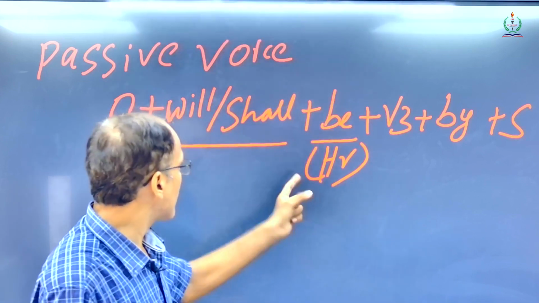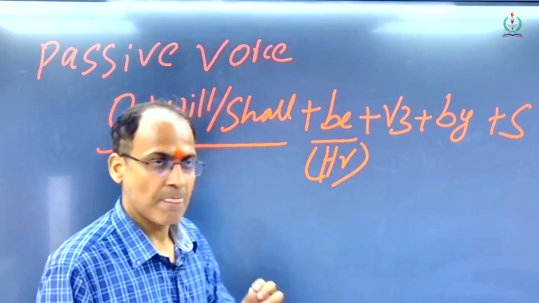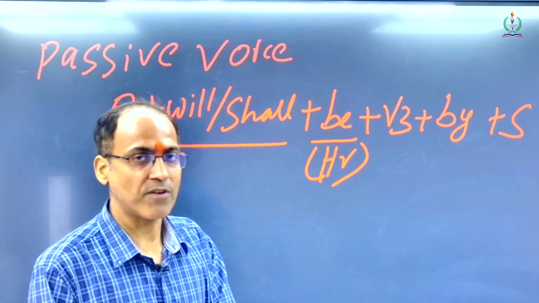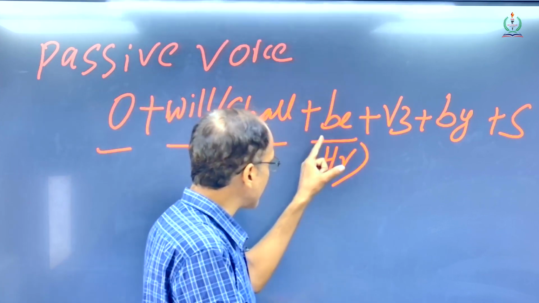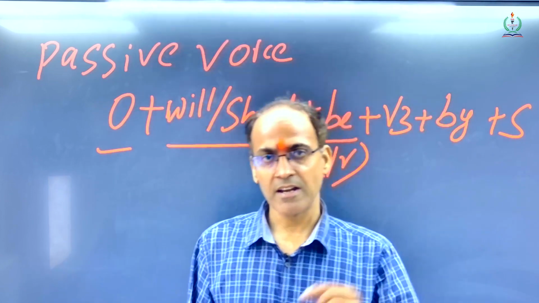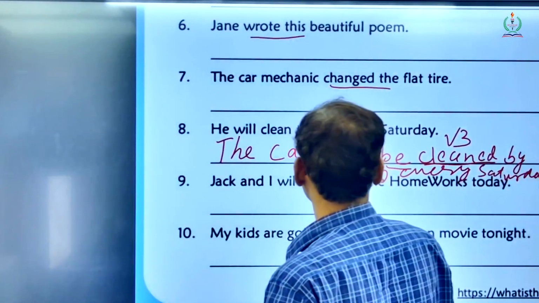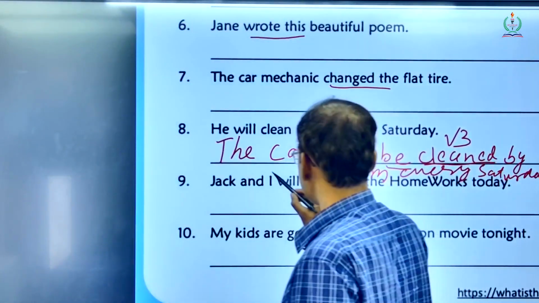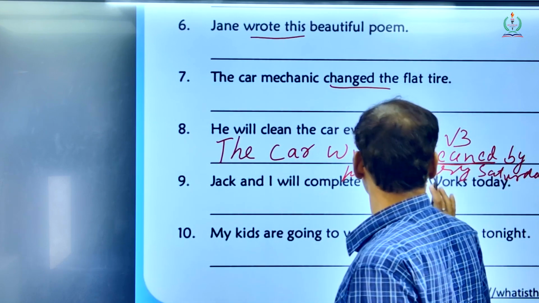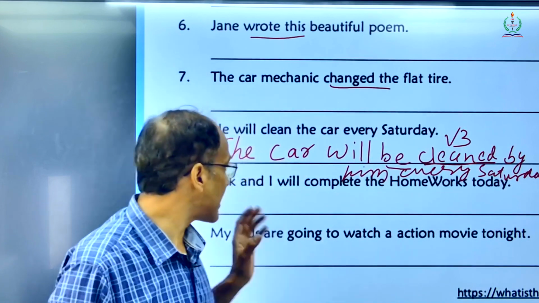So since this is in future indefinite tense, helping verb be has to be added. Be is a be form of verb, and this has to be added plus V3 plus by plus subject. So this is the basic structure. Now getting back to the previous exercise, what I have written: the car will be cleaned by him every Saturday.